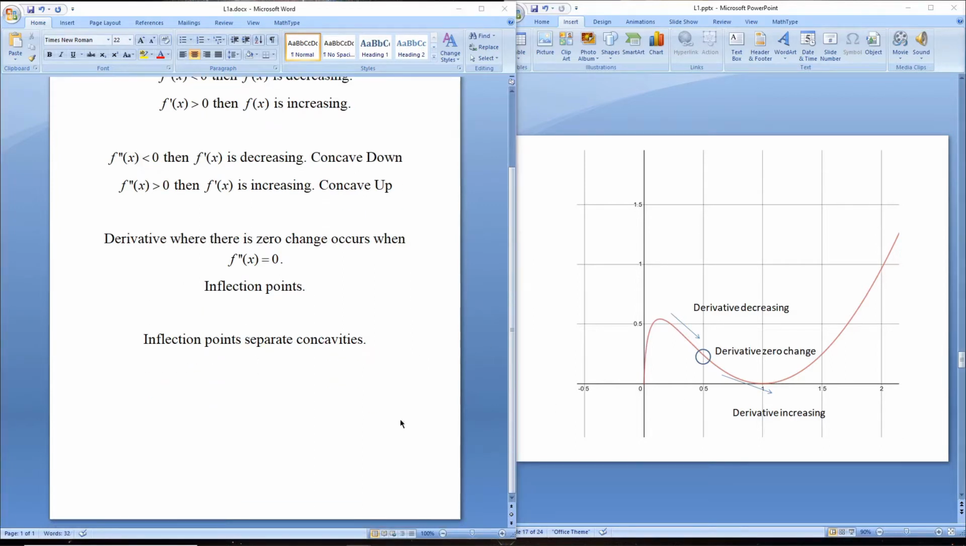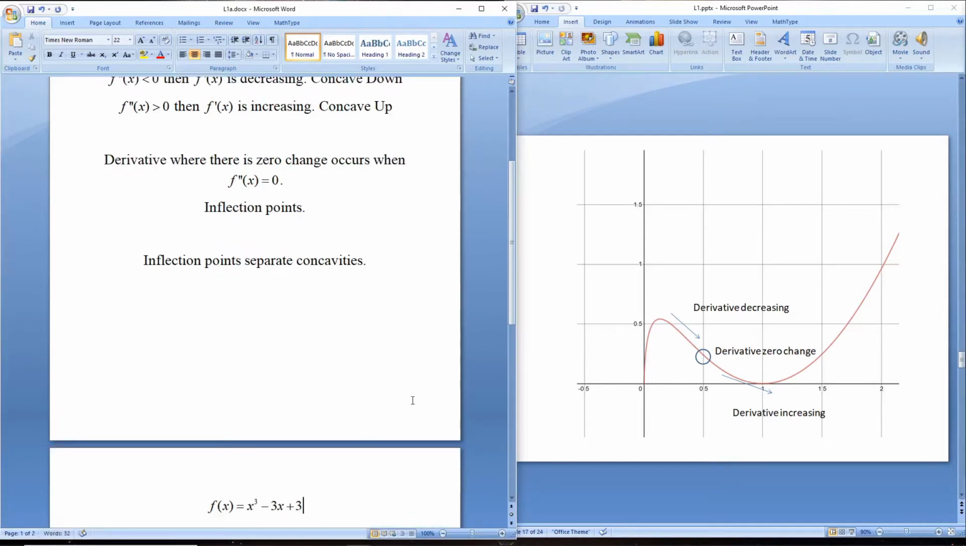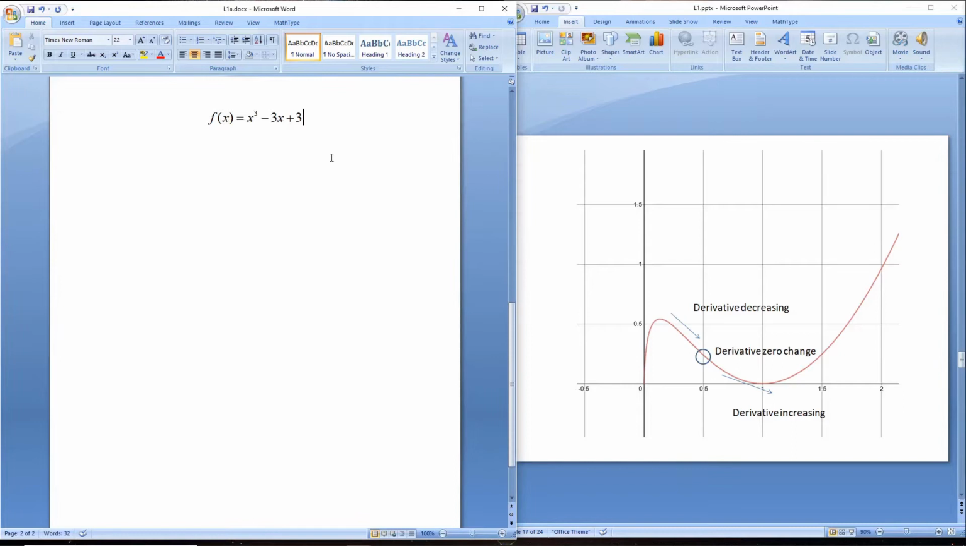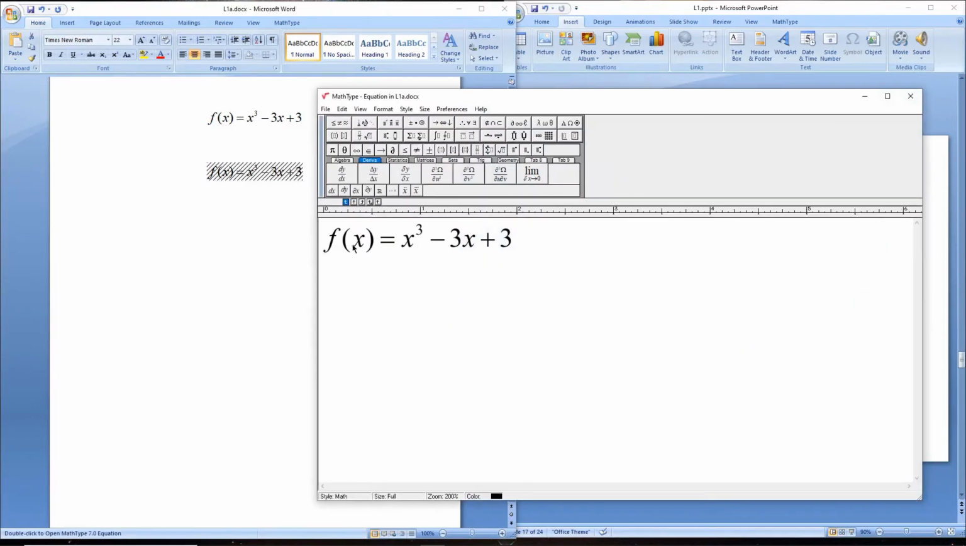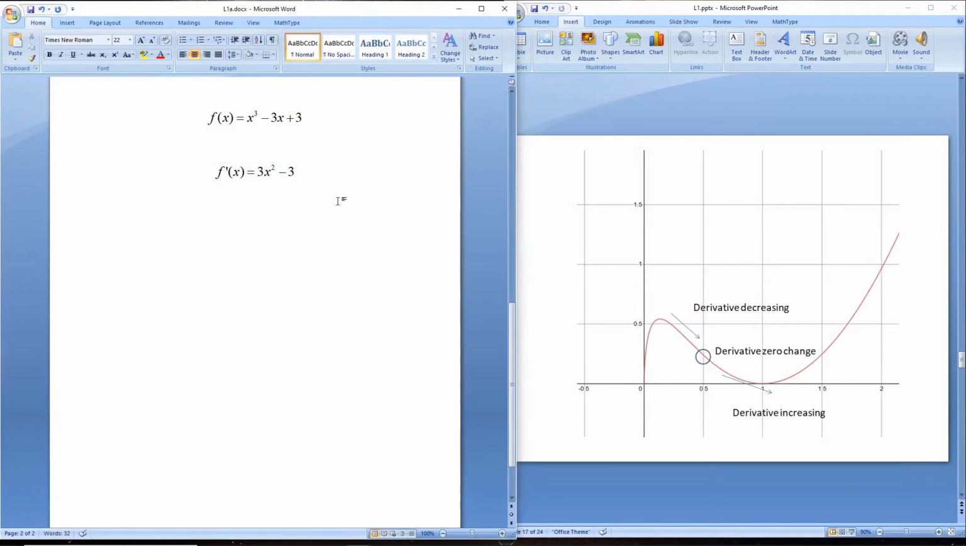So let's check out a friendly polynomial. Polynomials are always friendly because they're straightforward derivatives. So we now want to get the second derivative. Now to get the second derivative, we have to do the first one first. So the derivative of x cubed, 3x squared. Derivative of minus 3x is minus 3. And the derivative of 3 is 0. So there's our first derivative. And the second derivative means do that again.